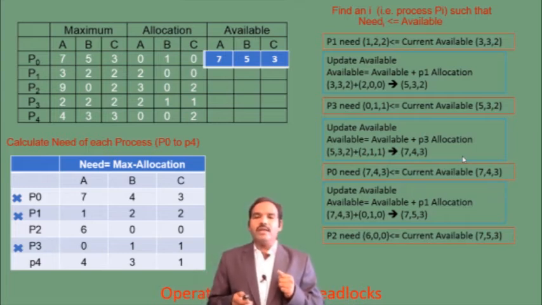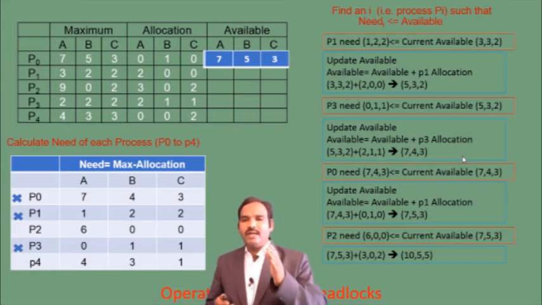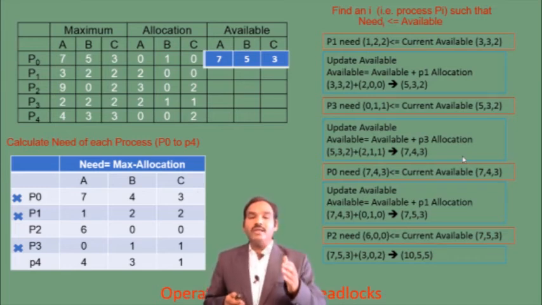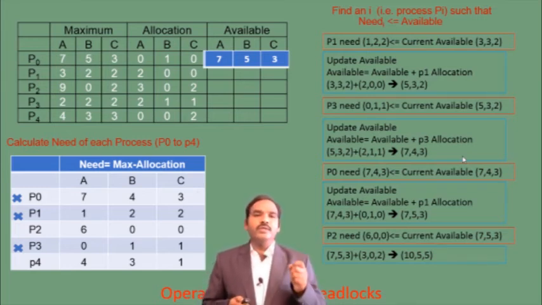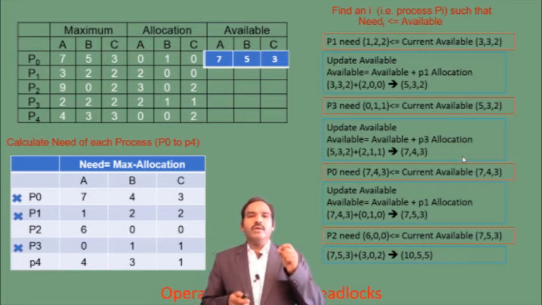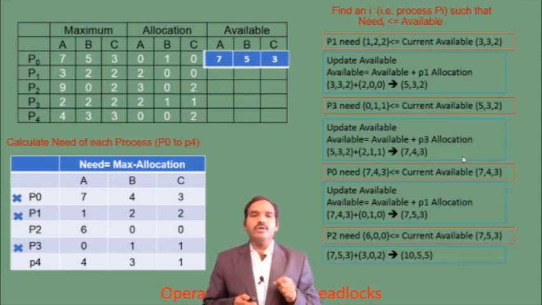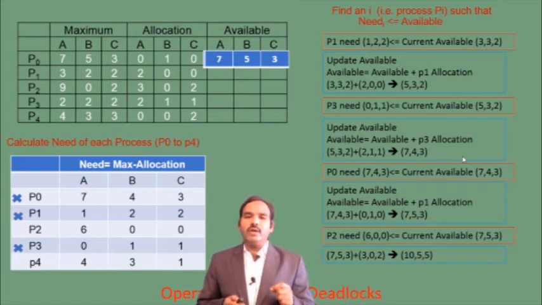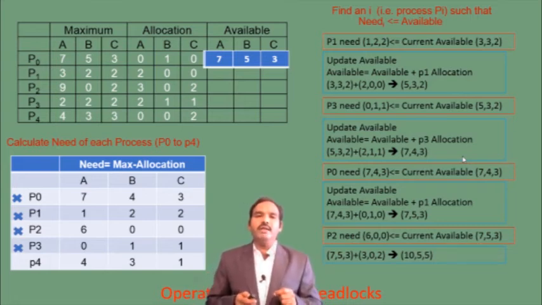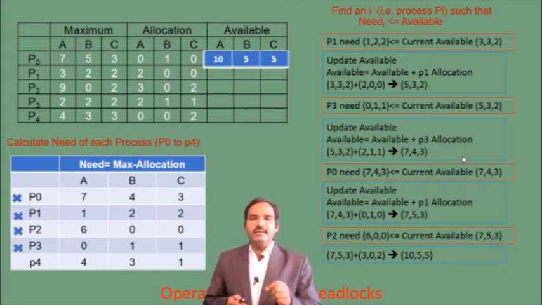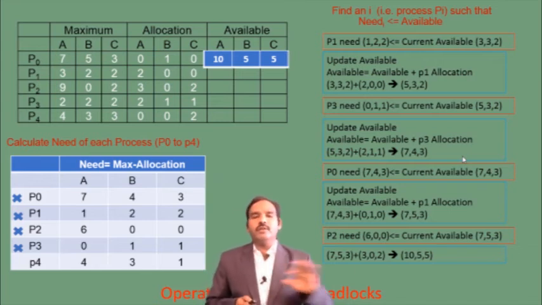Once the resources are allocated to P2, what is the availability? 7, 5, 3 is the current availability, plus what are the resources it is going to release? It is going to release 3, 0, 2. Then what is the current availability? Current availability is 10, 5, 5. P3 also completed.